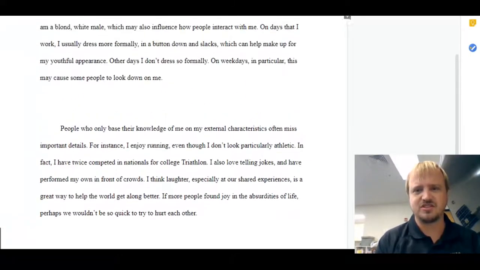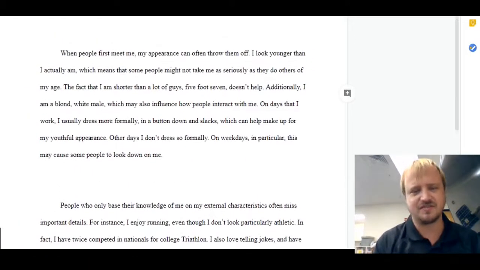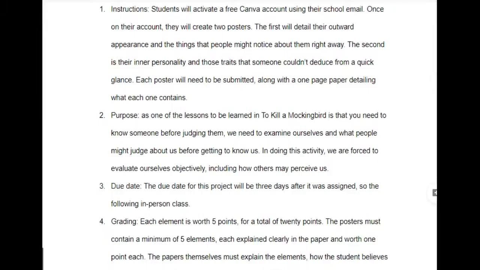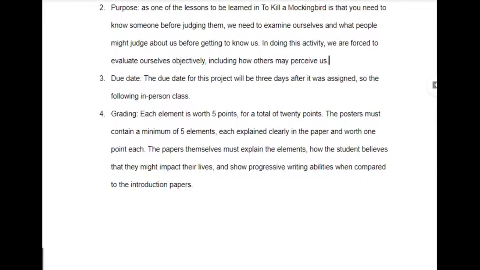So grand total, this will be 2 pages worth of assignments, but it shouldn't be super difficult because it's over a subject that you probably know a lot about already, which is yourself. Now that we've discussed the activity and everything that goes on with it, let's make sure that we're clear on our grading so that everybody knows how to get all of your points for this activity. If we go down here to grading, this document will be available on Google Classroom, by the way. Each element of this project is worth 5 points for a total of 20 points.